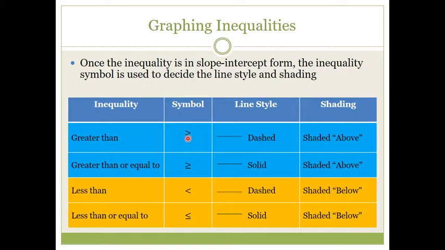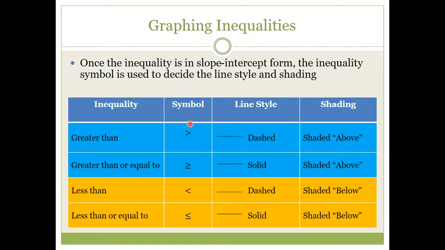Basically, if it's greater than or less than, we get a dashed line. We don't actually want to include solutions that are along that line. That's why we dash it. Greater than or equal to or less than or equal to have solid lines, because we want to include solutions that lie on that line as part of our solution set.